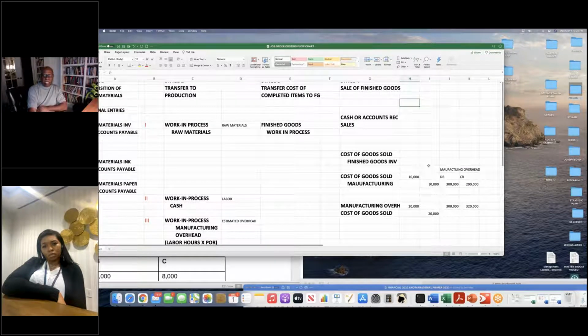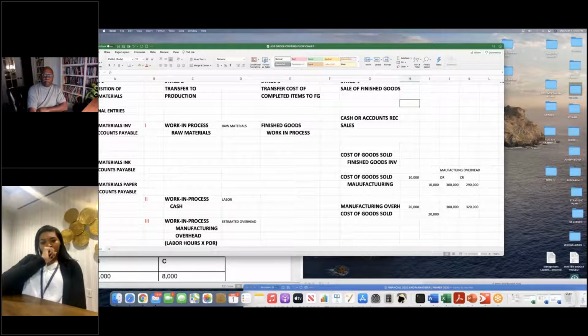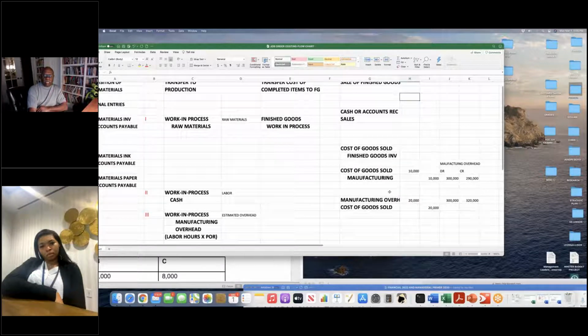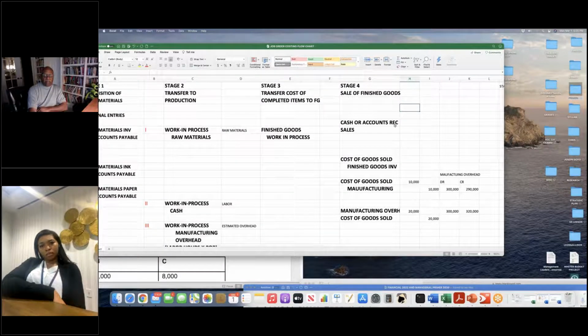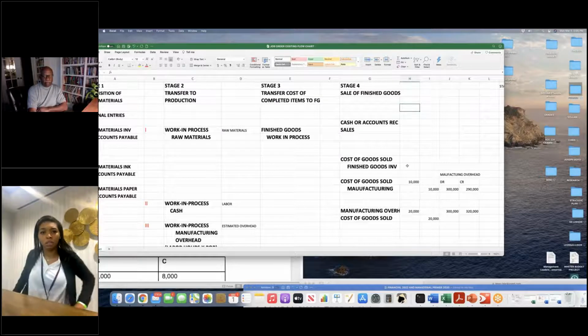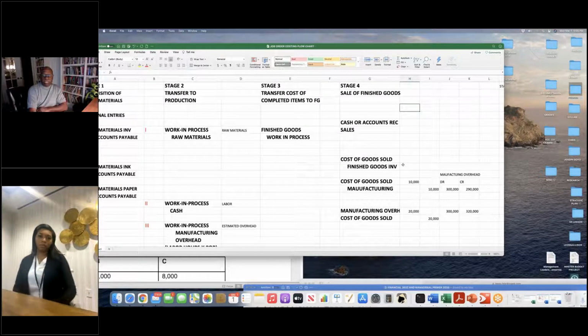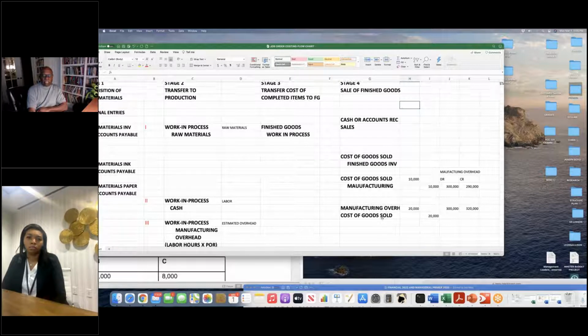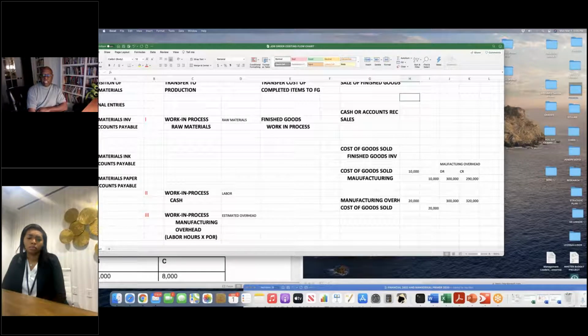Now, there's another entry that we're going to make, and we'll come back to it later, but we're estimating the overhead here. When the actual overhead is paid, then it may be different from what we estimated, and so we've got to catch that up and put it into cost of goods sold. If we didn't estimate enough, we debit cost of goods sold and credit manufacturing overhead, or if we did too much, we debit manufacturing overhead and credit cost of goods sold. So we'll come back to that, but that's the little change that we have.